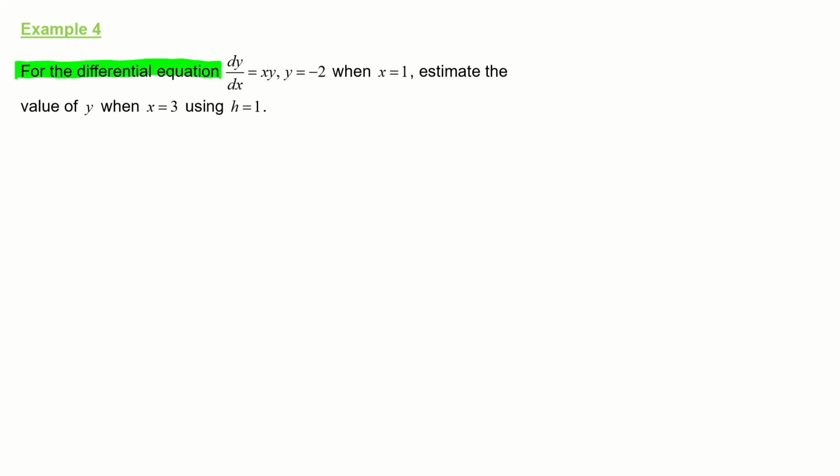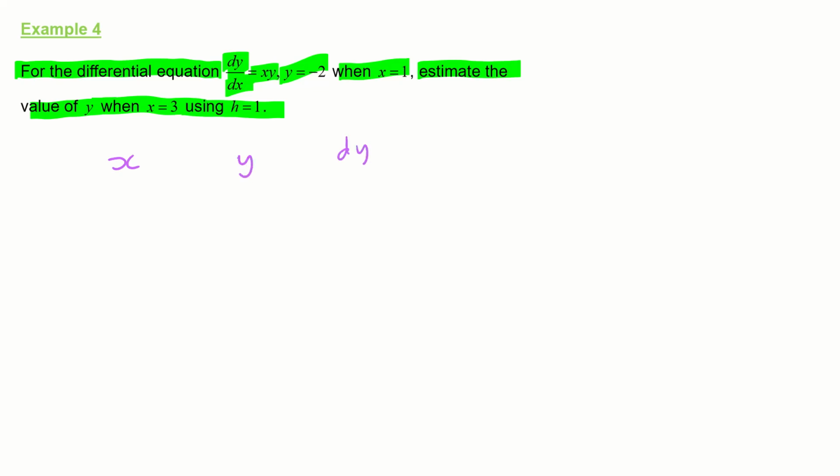For the differential equation dy/dx = xy, y = -2 when x = 1, estimate the value of y when x = 3 using h = 1. So like last time, let's set up a table: x, y, dy/dx, h, and delta y. Note this h, a very large value.